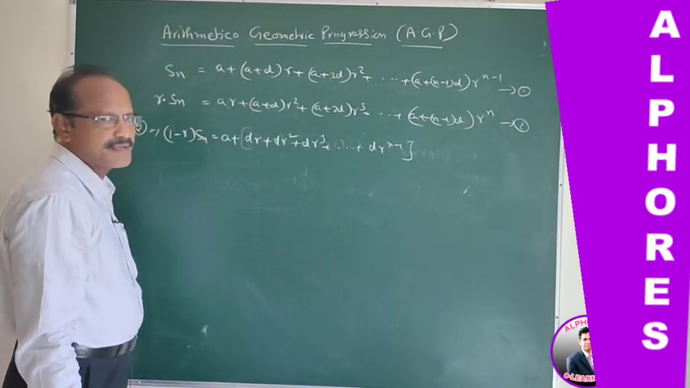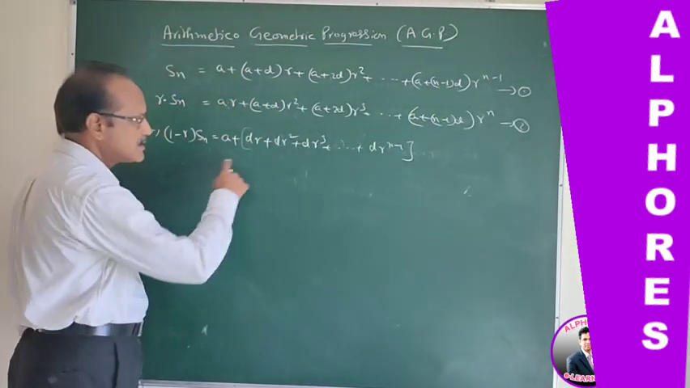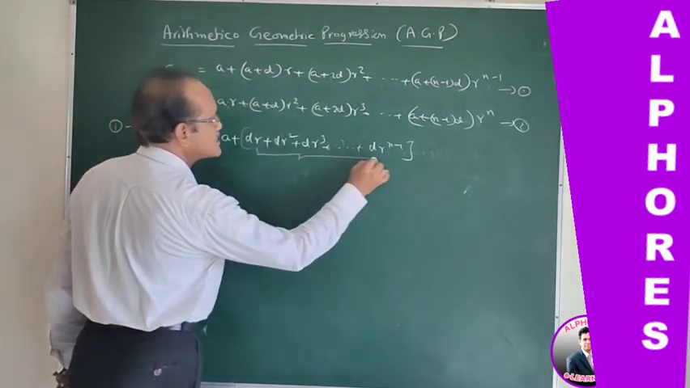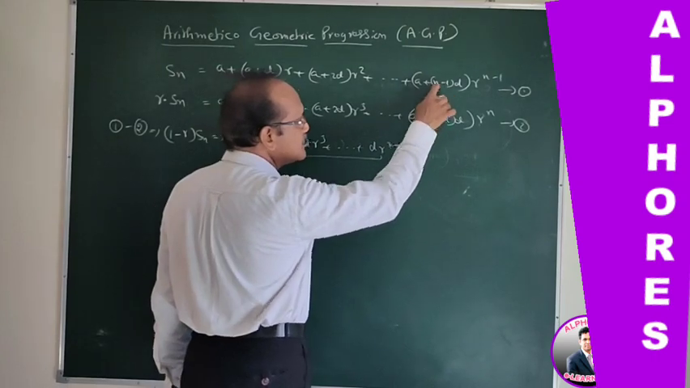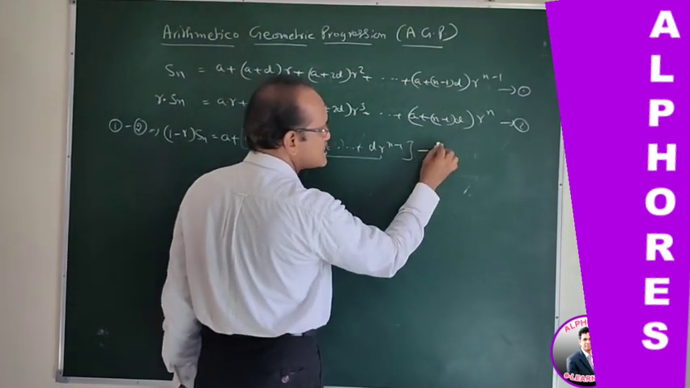Dr power n minus 1. Right. If you subtract this term from this term, then you will get this. You know, it is a GP series. Of course, if you are subtracting this term from the previous term, then you will get the remaining, this term is also there.